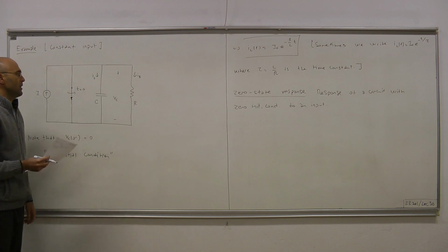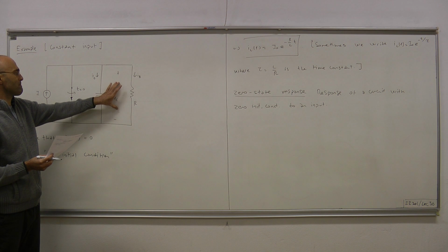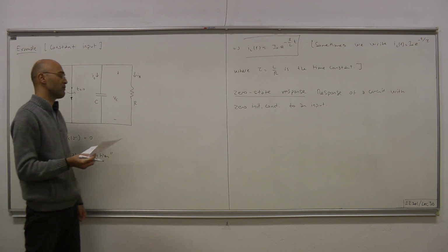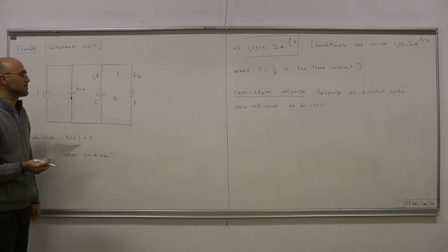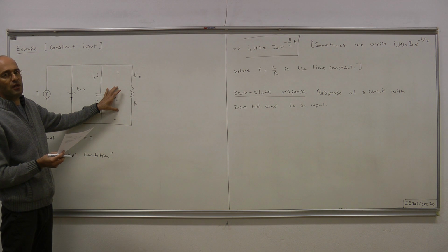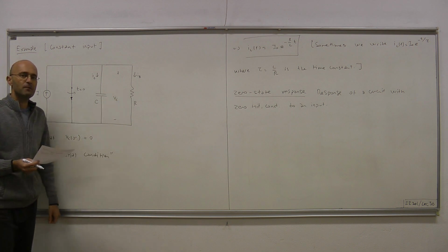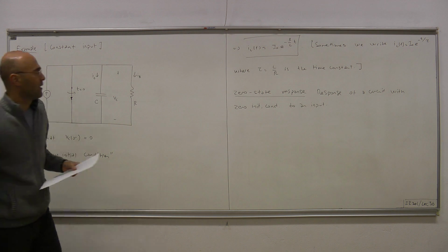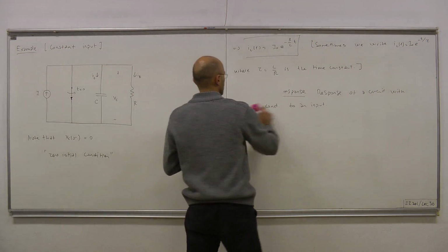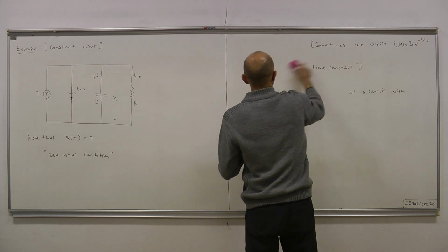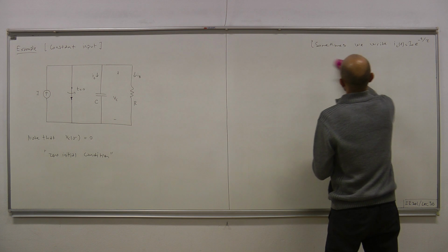So what we're going to do now is figure out the capacitor voltage. For that, we have to obtain a differential equation that describes the evolution of the capacitor voltage. And for that, we start from the terminal equation for the capacitor. Then we will obtain the differential equation.